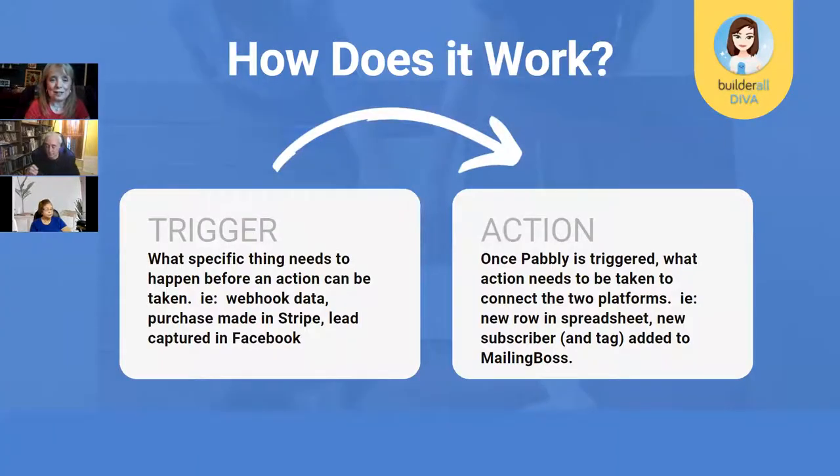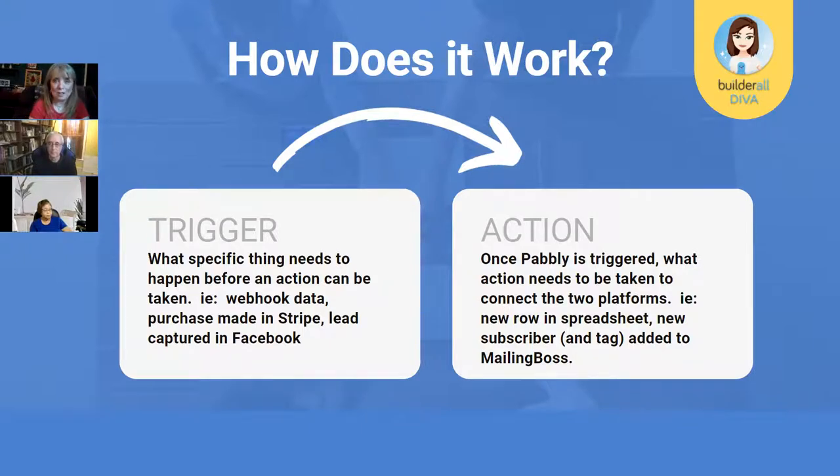The first thing we have to talk about is how on earth does Pabbly work? What makes it able to take data and move it from one place to the other? The answer is it uses a combination of triggers and actions. A trigger is a specific thing that needs to happen in order to trigger Pabbly to start collecting data or do something special. A trigger might be when we set up a form inside of Builderall and somebody fills out that form. We can set it up so that data goes into Pabbly.